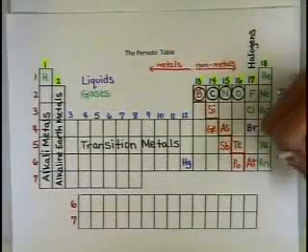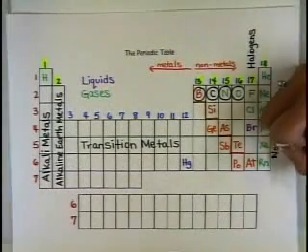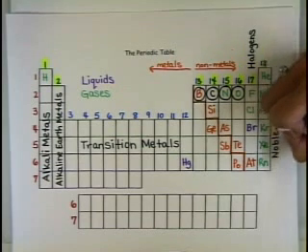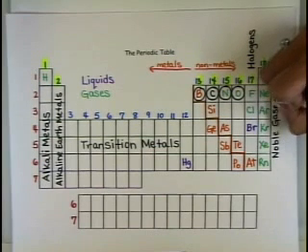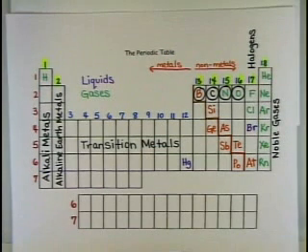The last family, column 18, is called the noble gases. You will recall that all of these elements are gases at room temperature, so that part of the name makes sense. They are noble because they don't react very readily with any of the other elements.